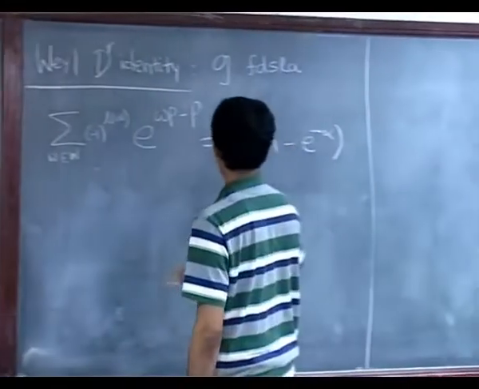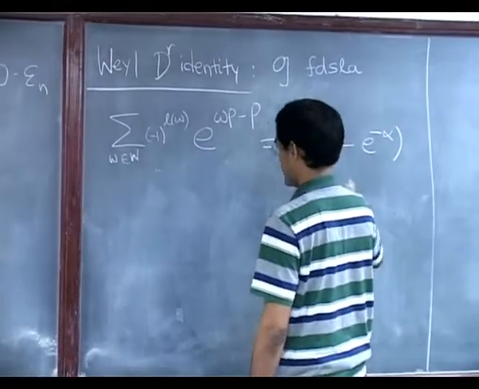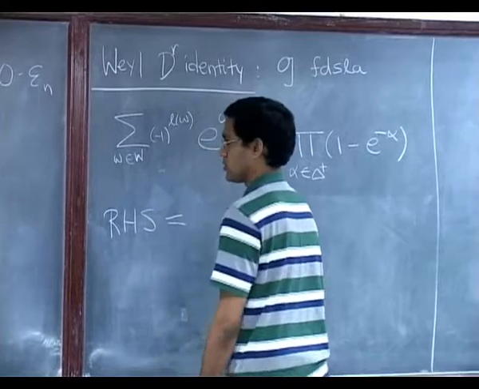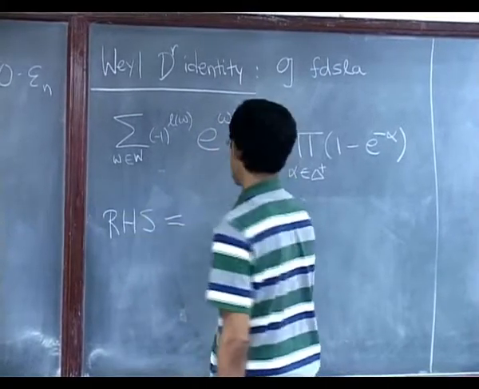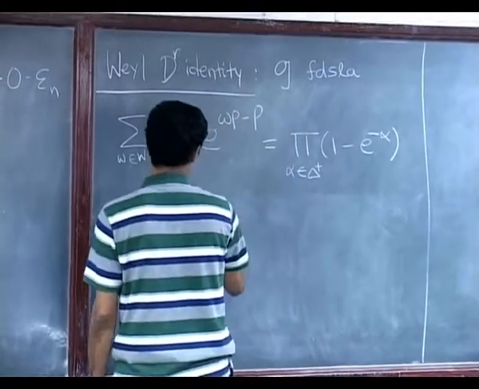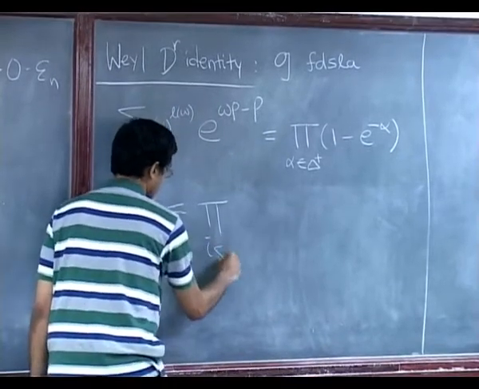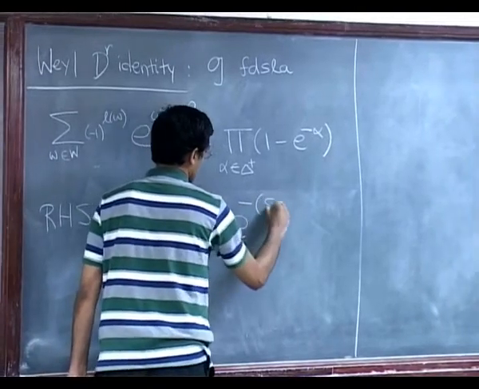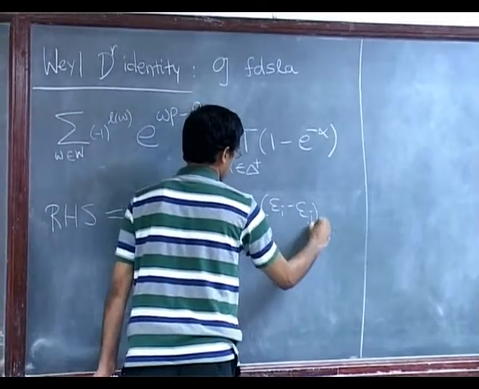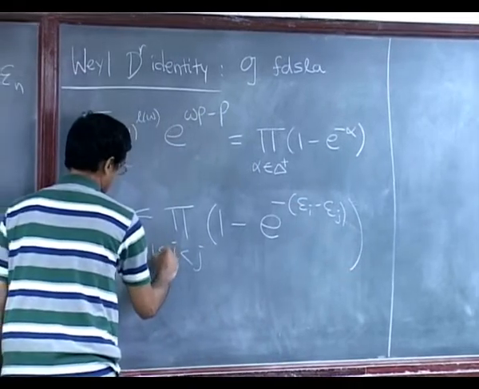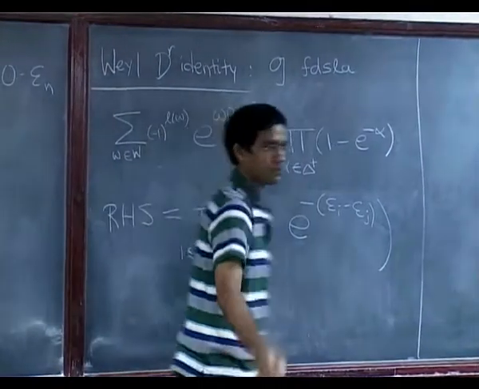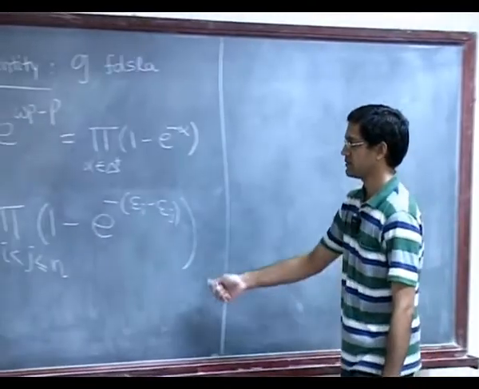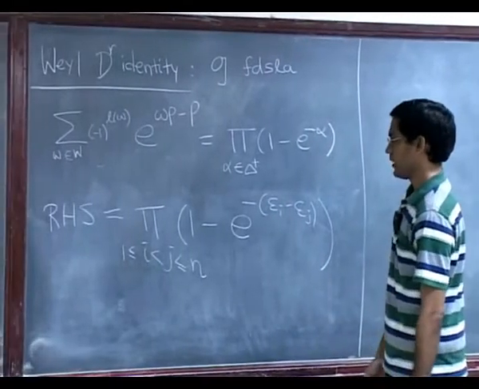So let's plug in. Let's compute the right hand side first. I know the positive roots of this root system, and that all goes into the right hand side. It's therefore the product over all i less than j of 1 minus e to the minus (epsilon_i minus epsilon_j). So that's the right hand side, the product side of the Weyl character formula.